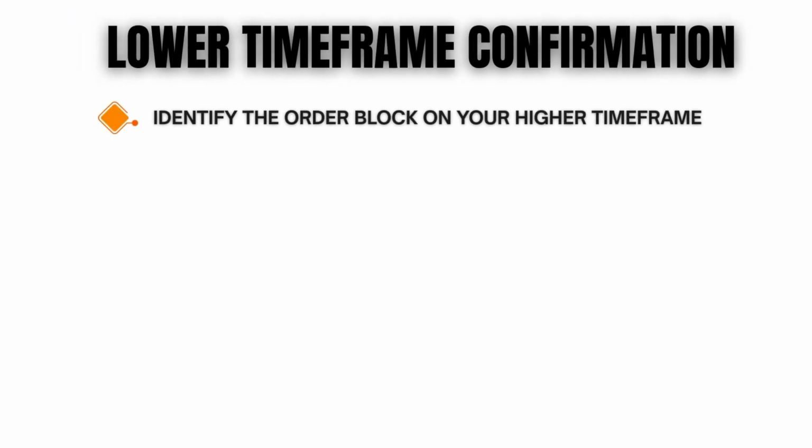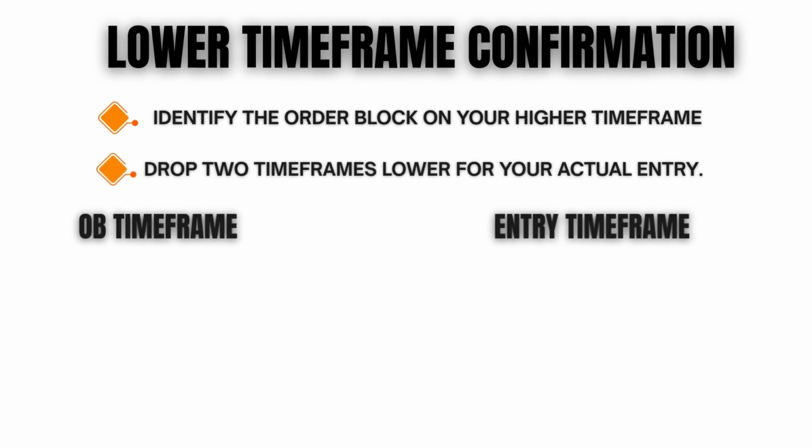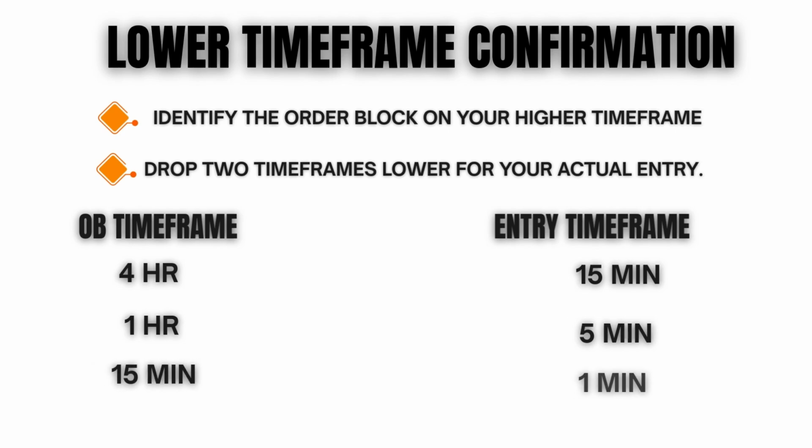The approach is to identify the order block on your higher time frame, then drop 2 timeframes lower for your actual entry. So if your OB is on the 4-hour, you're executing on the 15-minute. If it's on the 1-hour, you're on the 5-minute. If it's on the 15-minute, you're on the 1-minute.